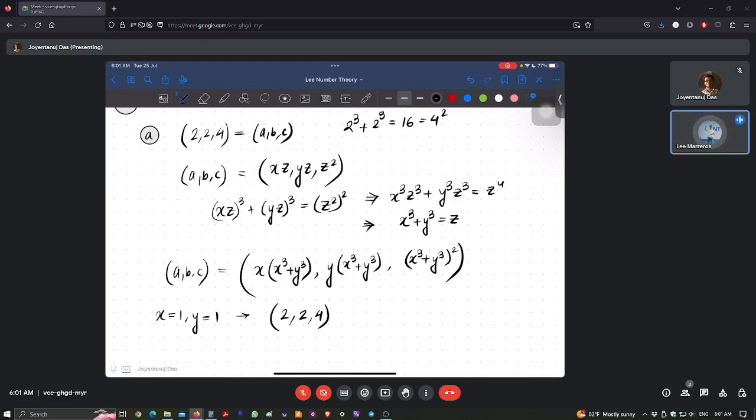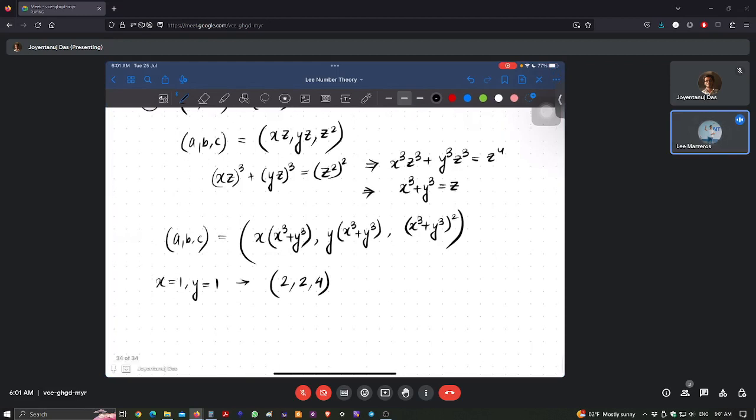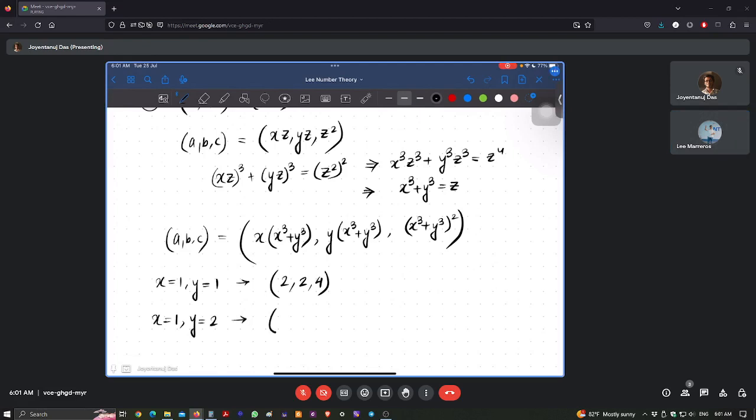This is the solution 2, 2, 4, with x and y equal to 1. Seems like it. So now let us change it. Suppose x equals 1 and y equals 2. Then what will be the solution?